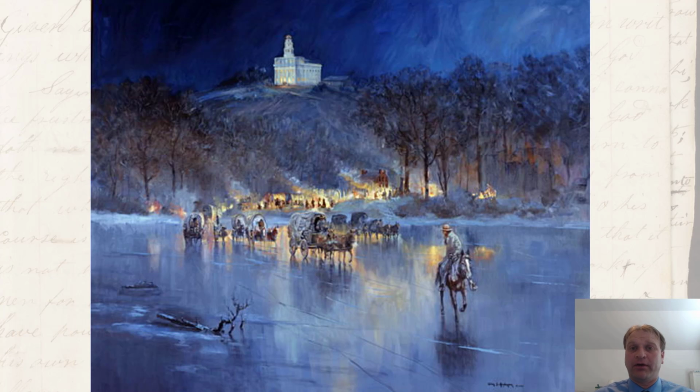After Joseph's murder, mob violence subsides for a little bit, but then it becomes even worse. They begin attacking and burning Mormon settlements. The charter of the city of Nauvoo is revoked, and therefore they no longer have any legal ability to defend themselves. The decision is made.